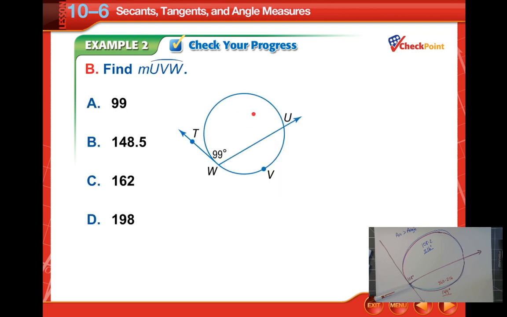We have UVW. We want this arc right here. Well, we know 99 doubles to get 198. So 198 is this arc. We don't want that. We want 162. That's what makes this a full 360. So we got this to be 198 because we doubled 99. But we were looking for this, so we take 198 away from 360.